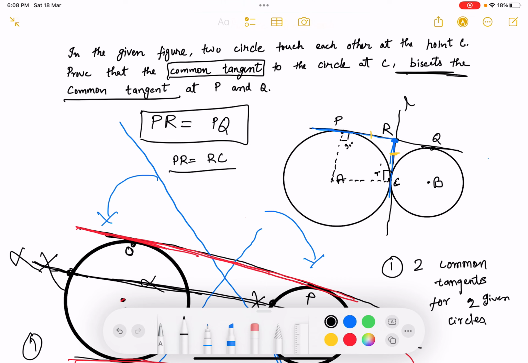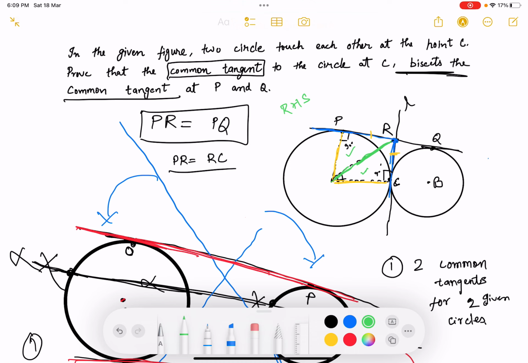Okay, and join this line. So we have this radius, and this is also a radius, which is equal, and we have this common side, and this angle is 90 degrees. So these two triangles are congruent. How are they congruent? By RHS criteria. Okay, by RHS criteria, this triangle and this triangle are congruent.